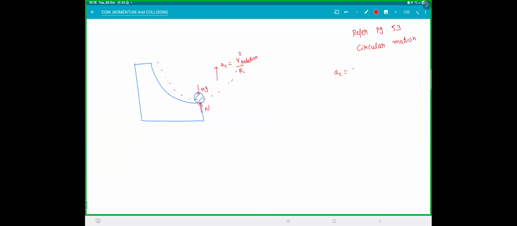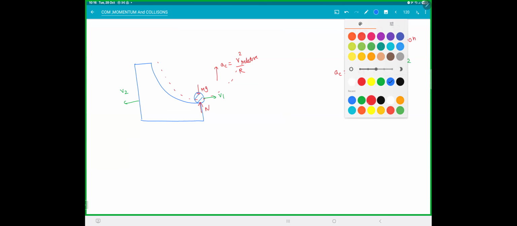So the centripetal acceleration will be v relative squared by r. In this scenario, you can clearly see the ball is going with v1 and the wedge is going with v2. So this will be (v1 plus v2) whole square by r. That is one of the common mistakes people make, so you have to be careful there.